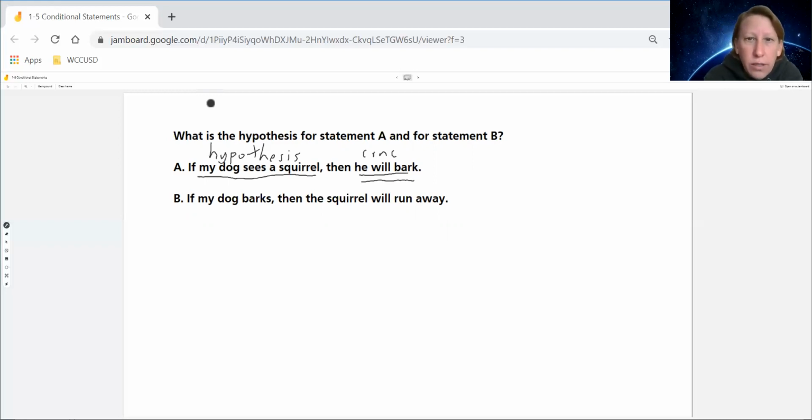He's going to bark. This type of math is really good for programming, computer programming, and writing code. It's also really important if you want to study logic or be a lawyer, or just be good at winning arguments. This is good. Here is another if-then statement. It's separate, but they're kind of connected. If my dog barks, that is the new hypothesis, then the new conclusion is the squirrel will run away.